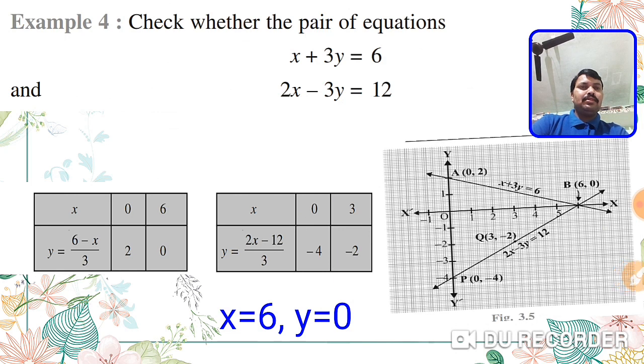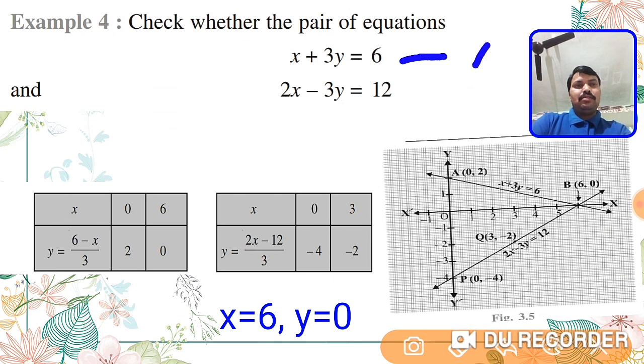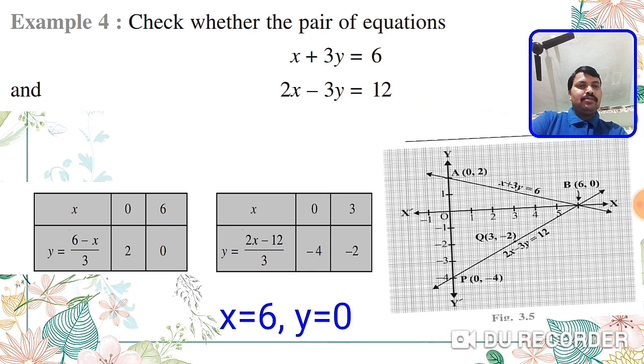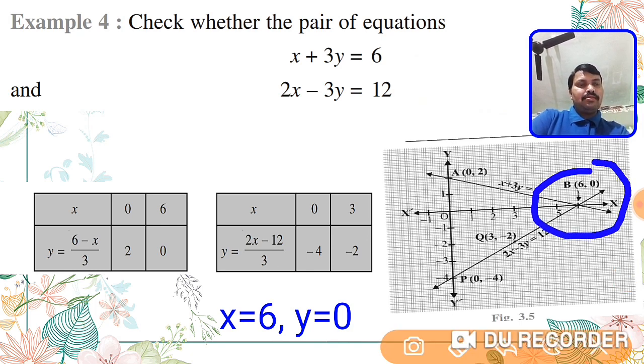Now let us see with the help of one example. Our equations are, equation 1 is x plus 3y minus 6 equals 0 and equation 2 is 2x minus 3y equals 12. Now let us see their graphical representation. This is the table for equation 1 and this is the table for equation 2. And when we represent them on the graph, we found that the lines are intersecting and they intersect each other at point B, that is (6, 0).